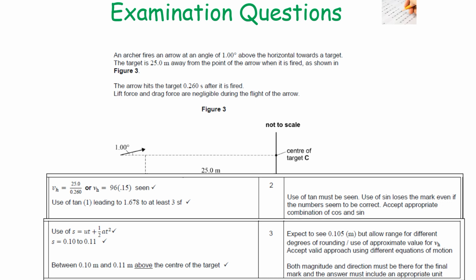We know what U is because we looked at it in the previous question, and we know what T is, so we can say S equals UT plus a half AT squared, pop our numbers in, and we get an answer of 0.10 or 0.11. So it's between 0.10 meters and 0.11 meters above the center of the target, in the direction which has been aimed at.